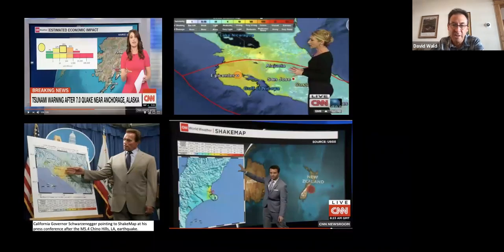One of the common uses, of course, is the media. CNN has taken to the ShakeMap and the PAGER systems. I like the one in the lower left here. This is Arnold Schwarzenegger when he was the governor of California, trying to explain a ShakeMap to a television audience in Southern California.